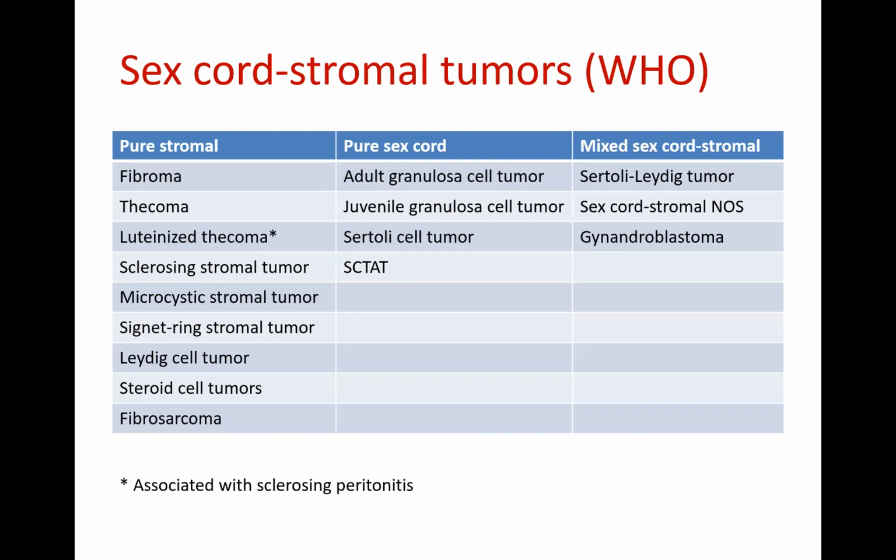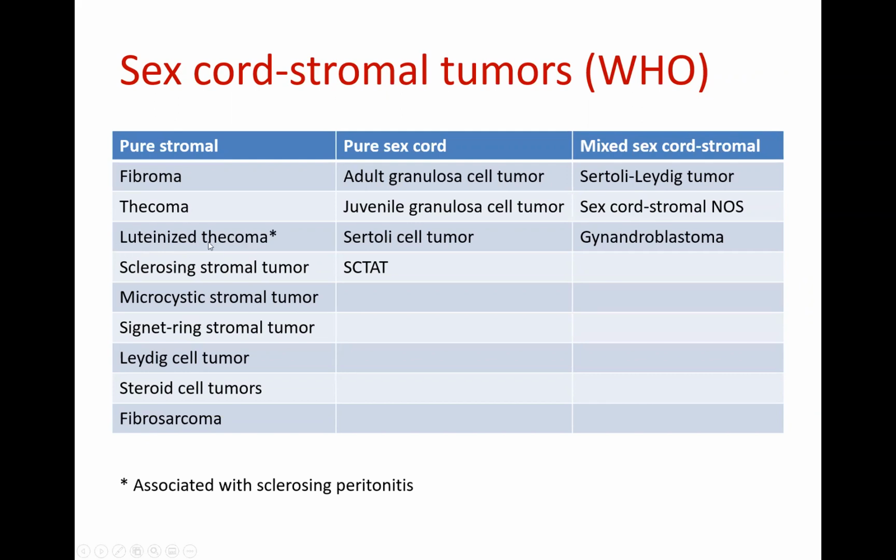This is the WHO classification of sex cord stromal tumor. This is the table that will stick with you. This is the table that I hope you can print in your head, because this is our constitution, at least for today, and for ovarian tumors. You can see that sex cord stromal tumors could be pure stromal. In this category, it is fibroma or thecoma. We talked about that category. There is a category called luteinized thecoma.